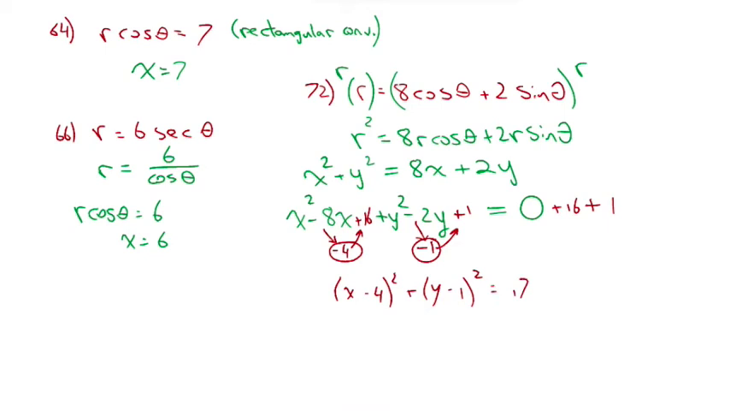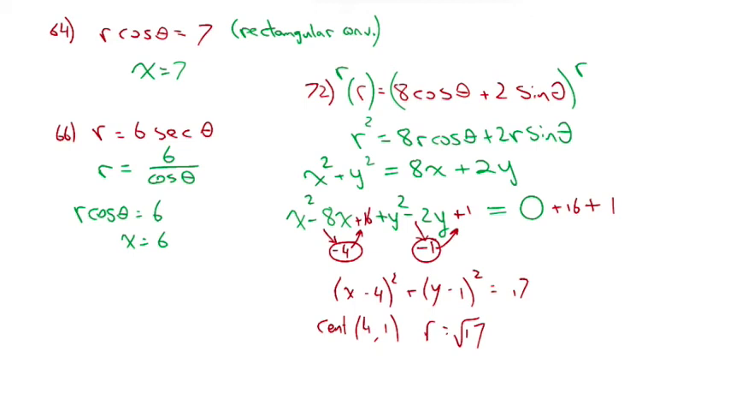What's the center of the circle? 4, 1. Radius: square root of 17. So r equals 8 cosine theta plus 2 sine theta is the same thing as a circle centered at (4, 1) with a radius of square root of 17.